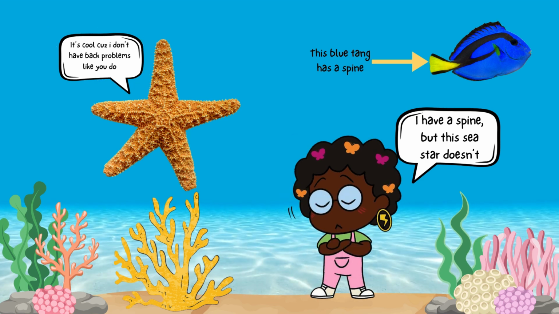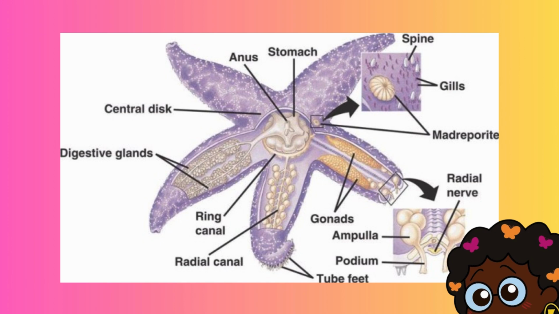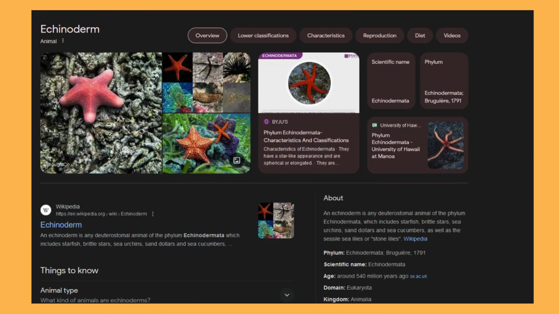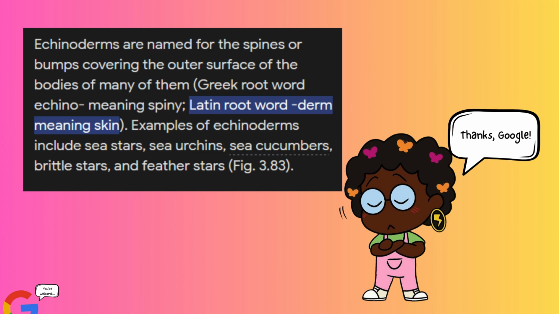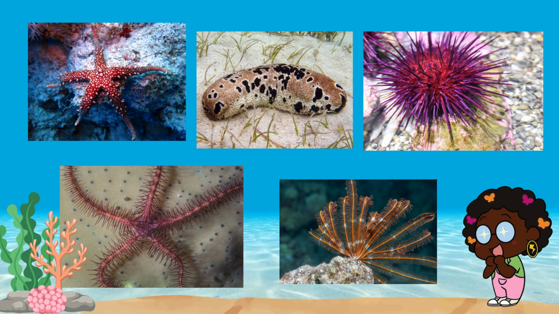These guys have what's called a hydrovascular system or water system, meaning that they siphon water in and out of their bodies in order to circulate oxygen and support their bodies for movement. They are a part of the phylum Echinodermata and class Asteroidea. Echinoderm is just Latin for spiny skin or spiky skin. These guys include sea stars, sea cucumbers, sea urchins, brittle stars, and feather stars.